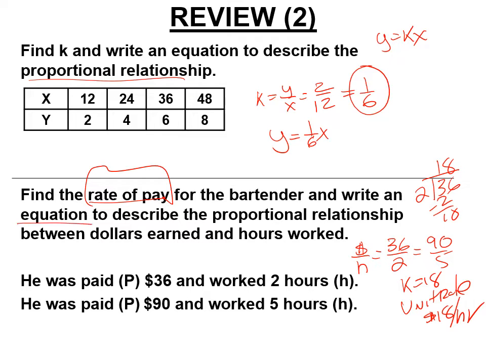Write an equation. That's where you need K, because you're going to write P. Please don't use Y and X if I give you P and H. You get no credit. So it's P equals 18H. For every hour he works, he gets $18. So 1 hour, 18 times 1. 2 hours, 18 times 2, 36. 5 hours, 18 times 5, which is 90.